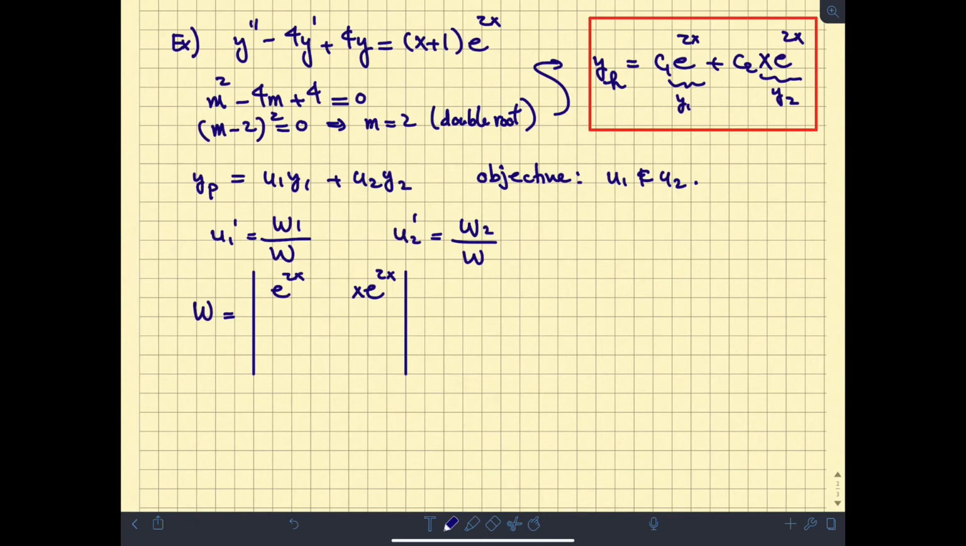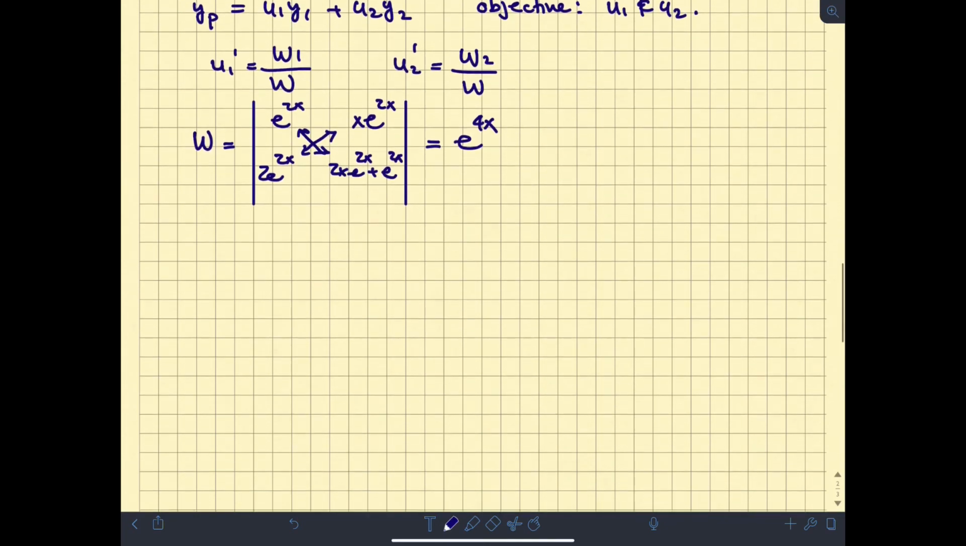So the derivative of e to the 2x is 2e to the 2x. And the derivative of x e to the 2x, I'm not going to bother with the product rule here, I'll just write the results, will be 2x e to the 2x plus e to the 2x. And if I multiply these two minus the product of these two, you remember how to find the 2 by 2 determinants, you'll get e to the 4x. So I'm going to write that. So there's my W.